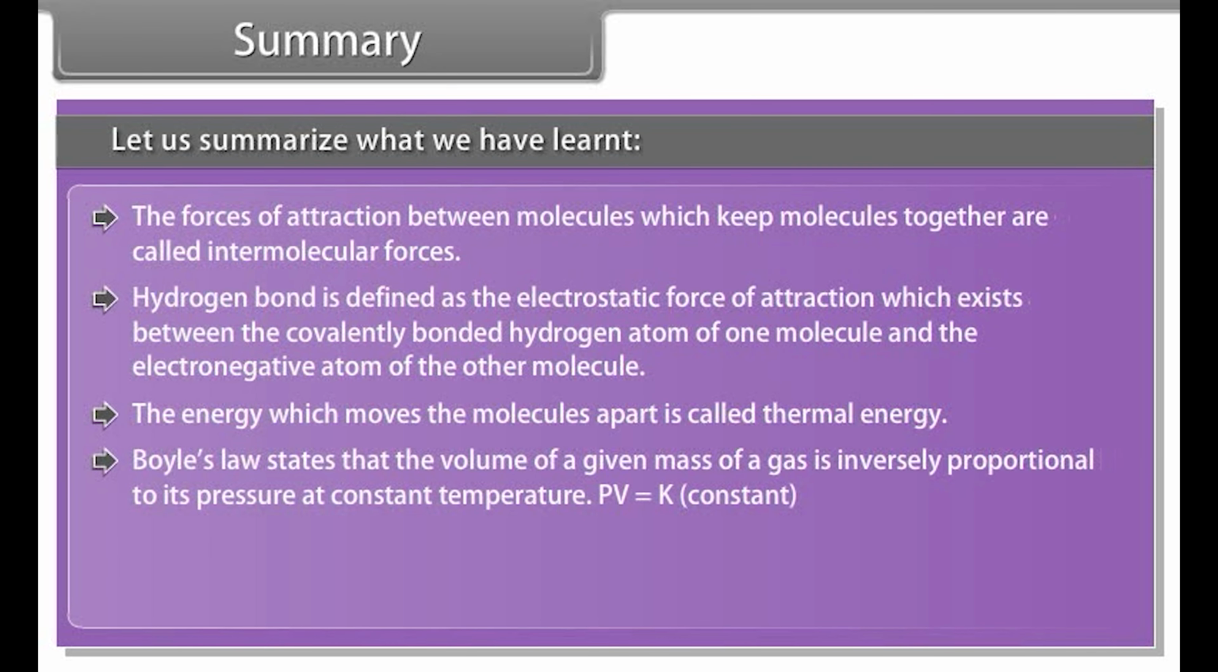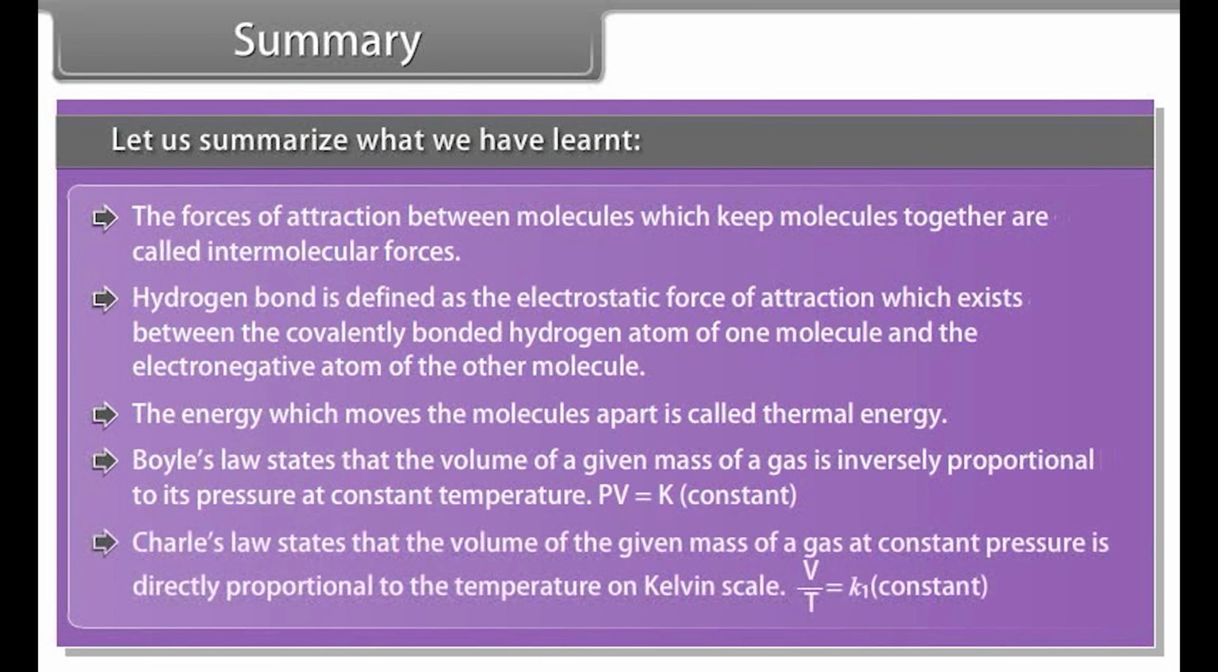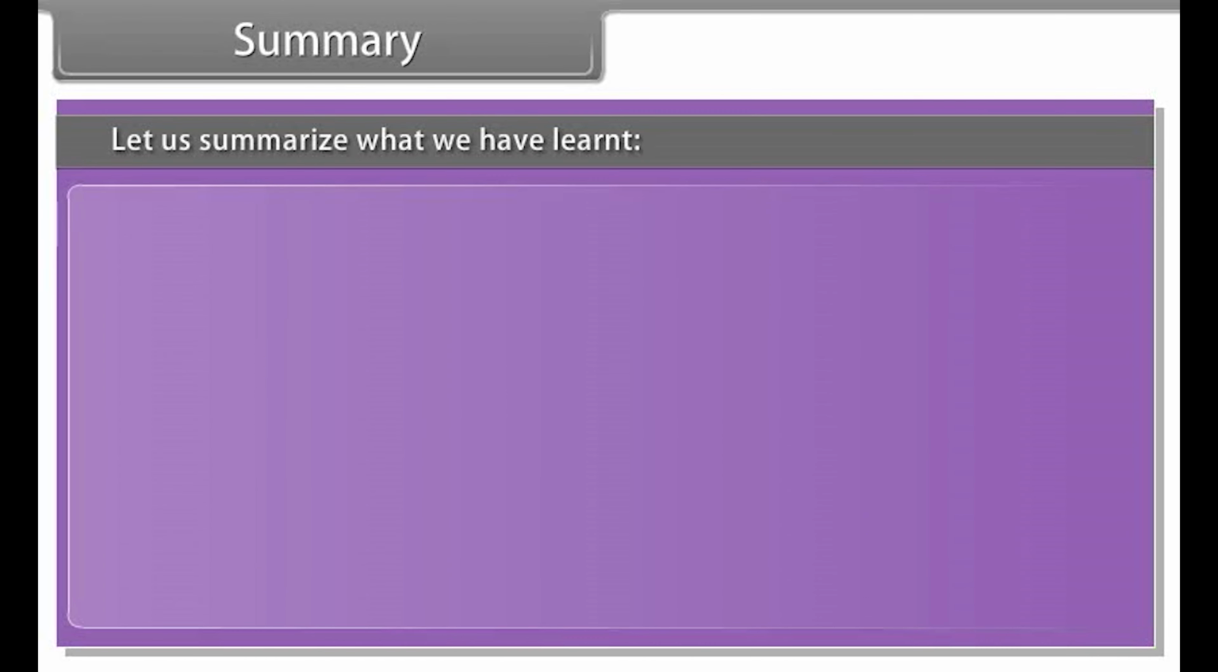Boyle's law states that the volume of a given mass of a gas is inversely proportional to its pressure at constant temperature. PV = K is constant. Charles' law states that the volume of a given mass of a gas at constant pressure is directly proportional to the temperature on Kelvin scale. V by T = K1 is constant.